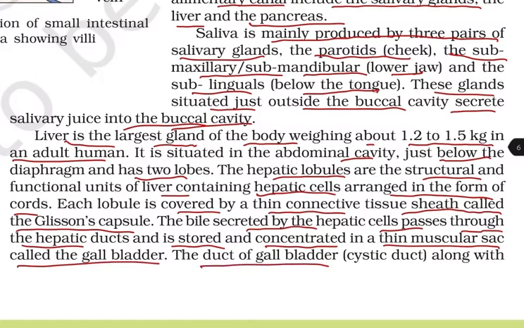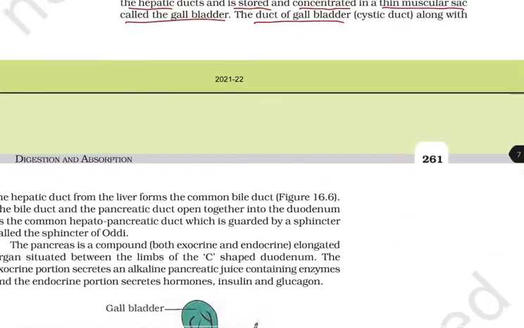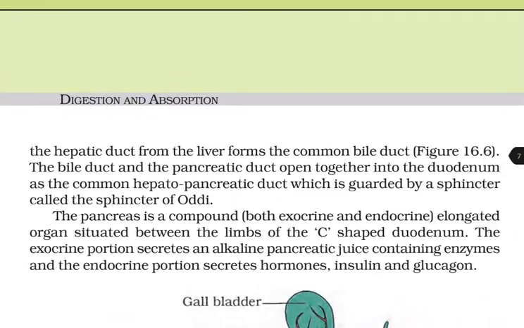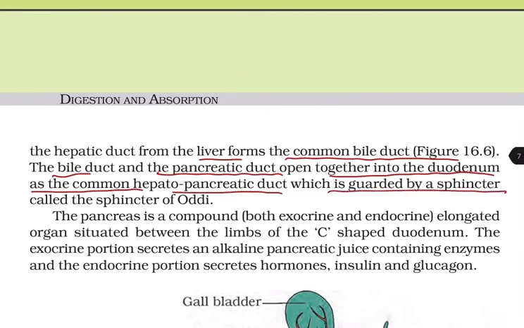gallbladder. The duct of the gallbladder, that is the cystic duct, along with the hepatic duct from the liver, forms the common bile duct. The bile duct and the pancreatic duct open together into the duodenum as the common hepatopancreatic duct, which is guarded by a sphincter called the sphincter of Oddi.